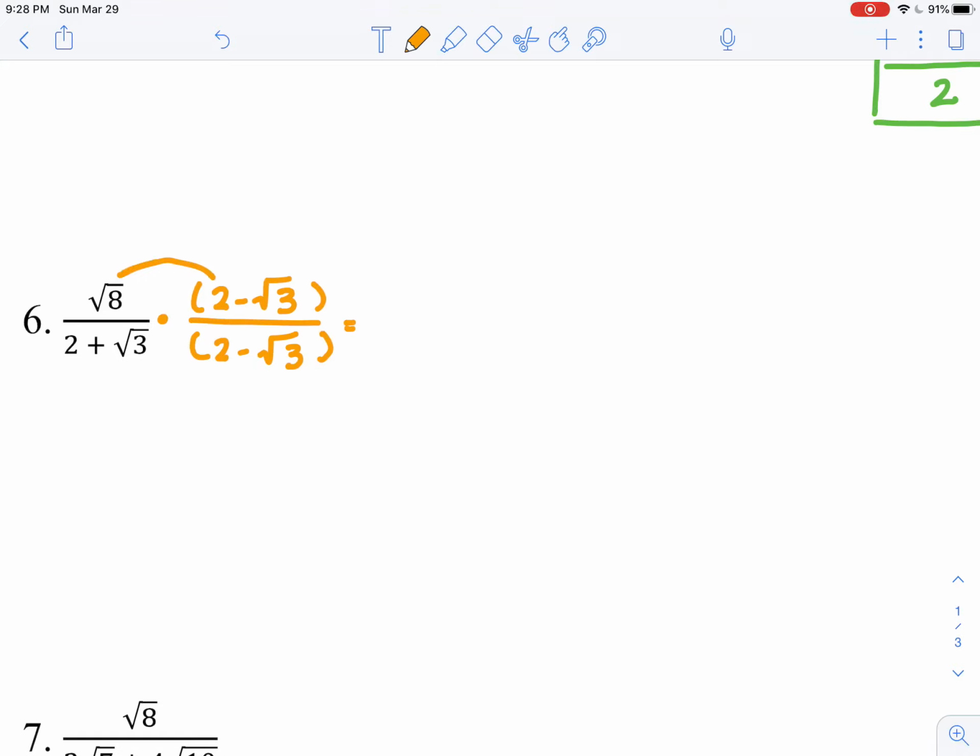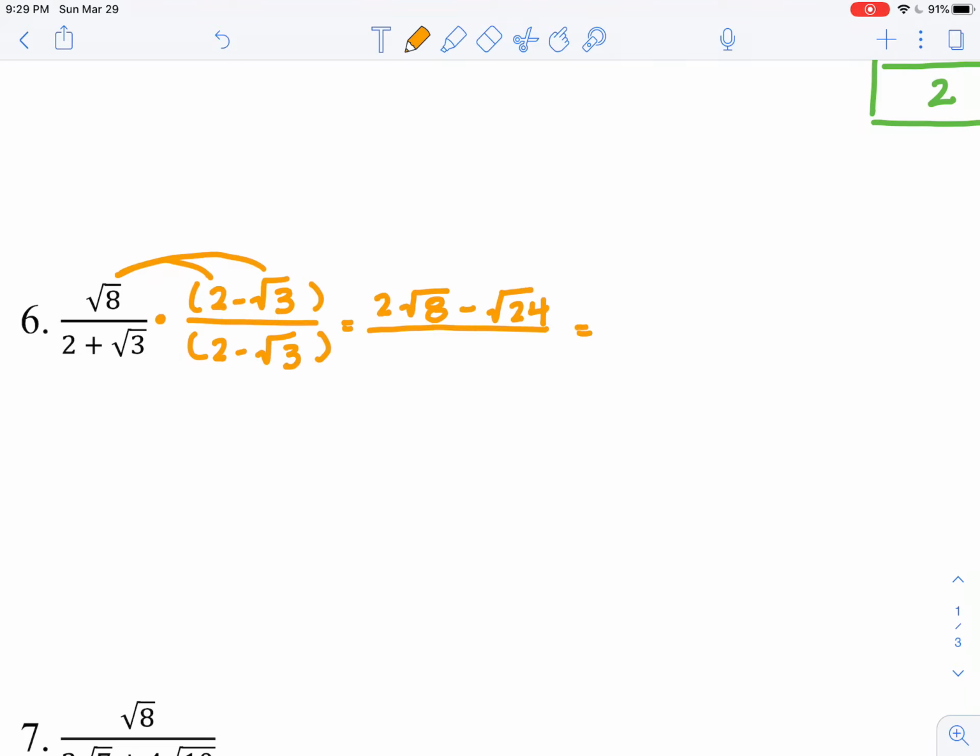In the numerator, we're going to distribute. So square root 8 times 2 is 2 root 8. Square root 8 times square root 3 is square root 24. I'm going to continue just with the numerator for now, so let's finish simplifying that. Square root of 8 can be broken up into square root 4 times square root 2, but the square root of 4 is 2. So this becomes 4 root 2.